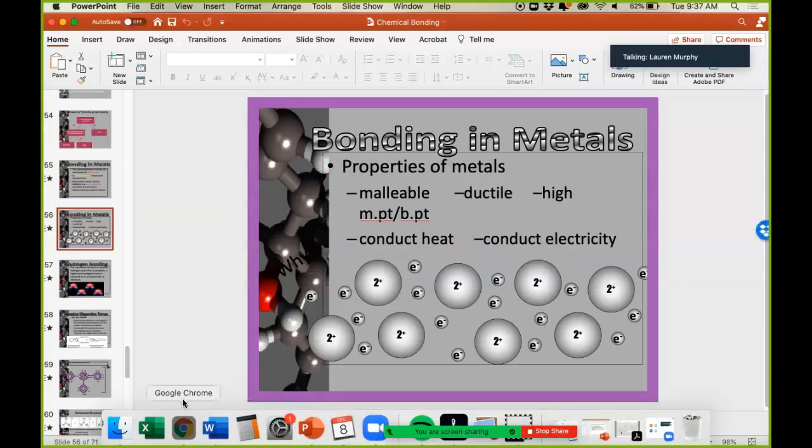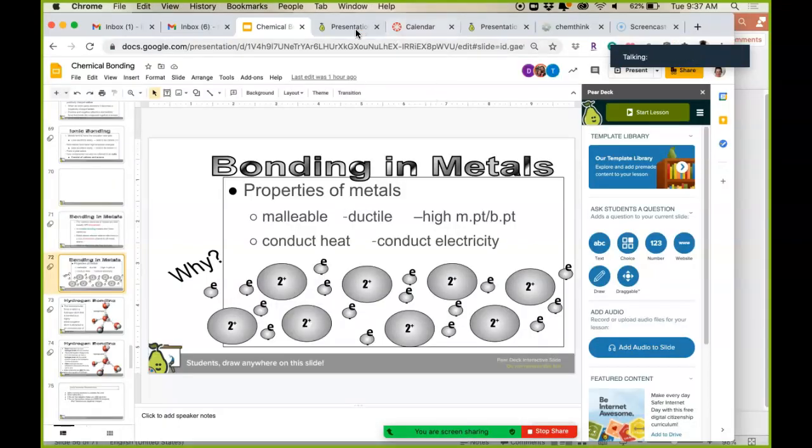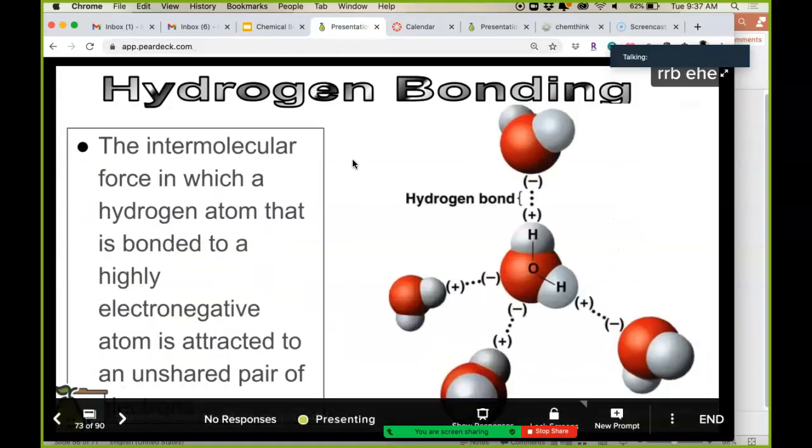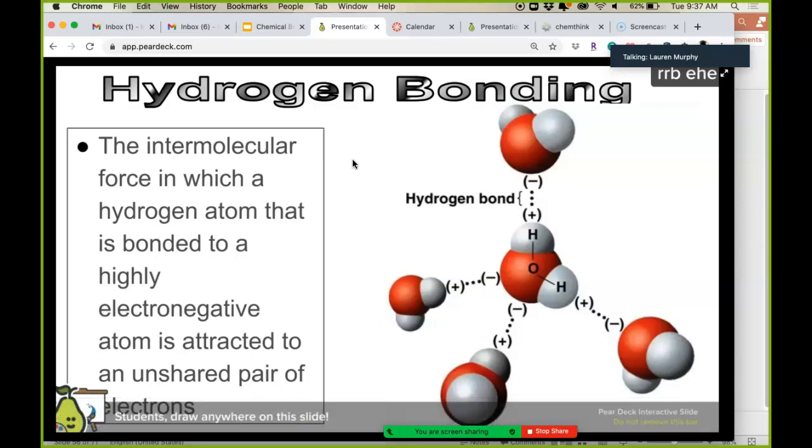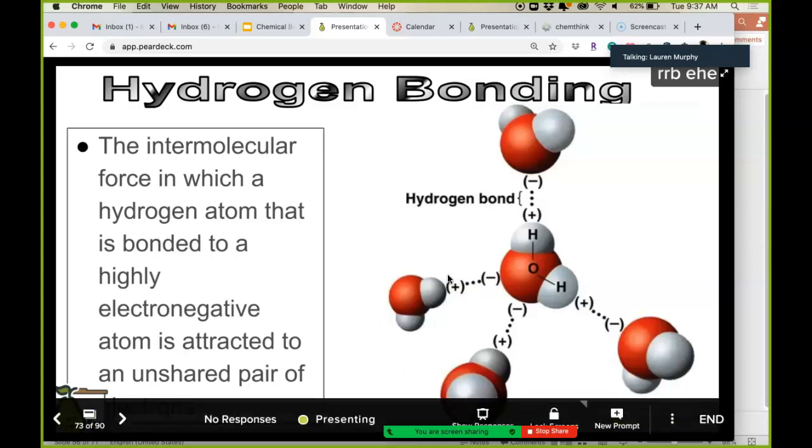So now we're going to go back to our presentation, and we're going to discuss hydrogen bonding. Now, I briefly mentioned this with water. Hydrogen bonding happens because you have a polar molecule, and you have a hydrogen attached to one substance, and it is attracted to, in this case, the oxygen of another substance.